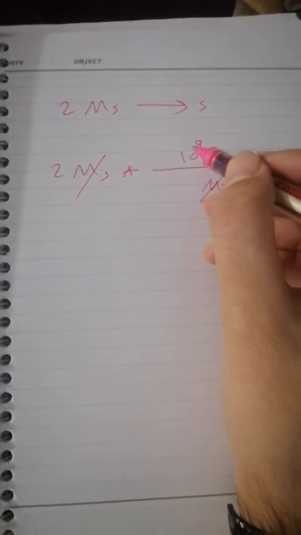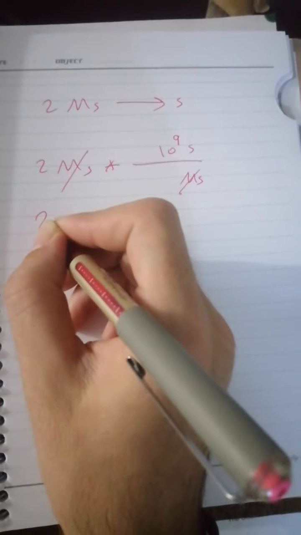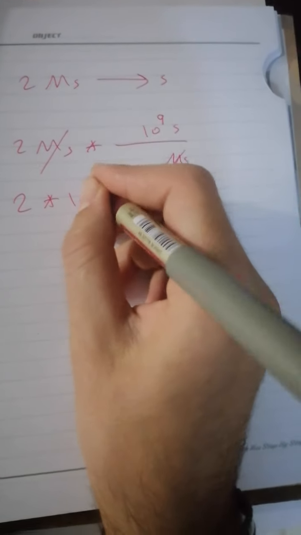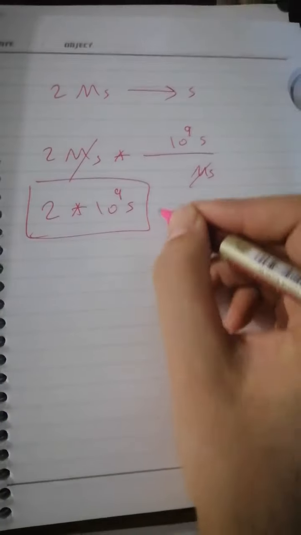Okay, now do I have to flip the sign? No, I do not need to flip the sign because it's already in the numerator. So I'll just leave it here. Okay, the final step will be 2 times 10 to the power 9 seconds. That's the final answer.